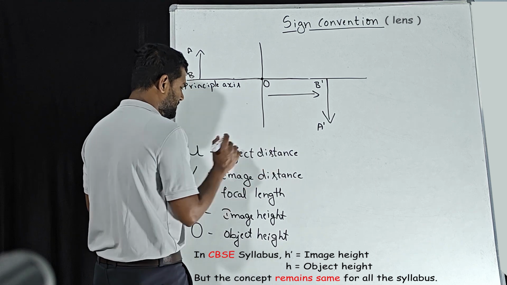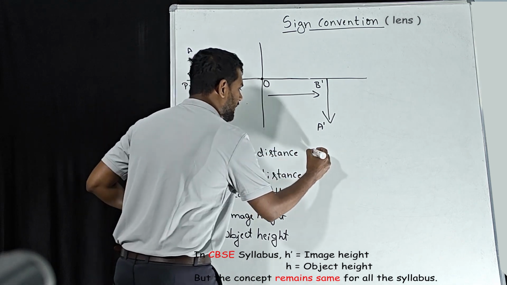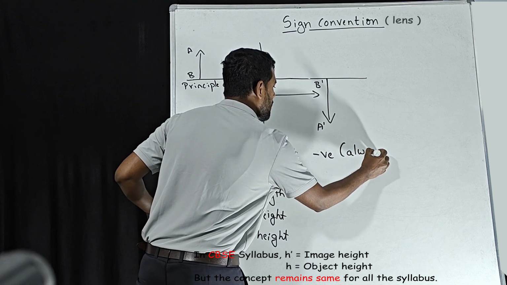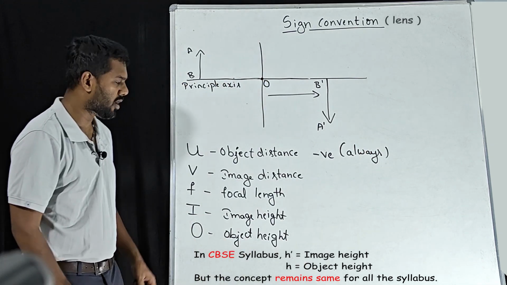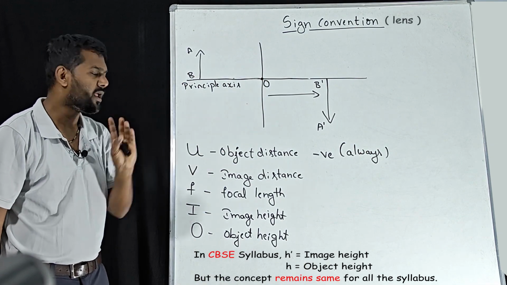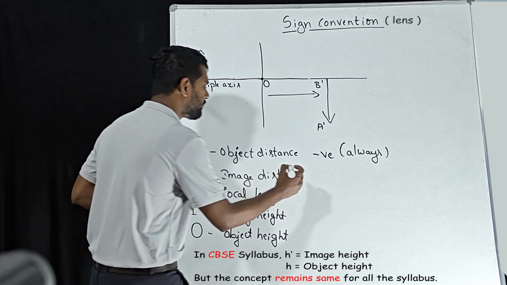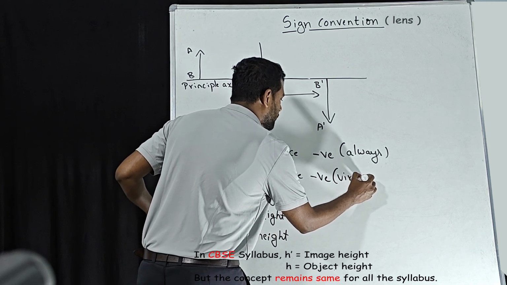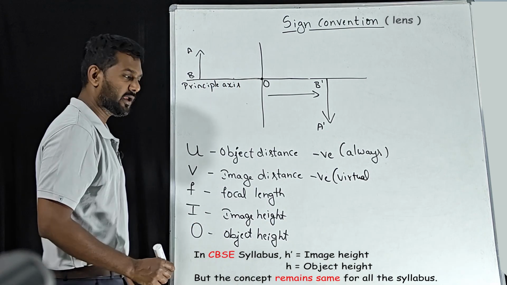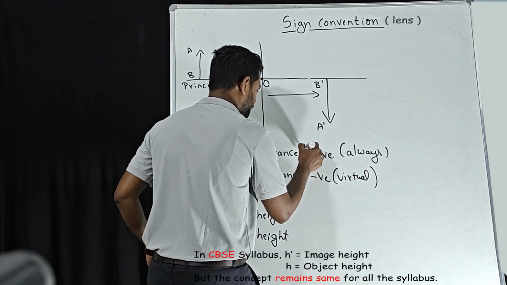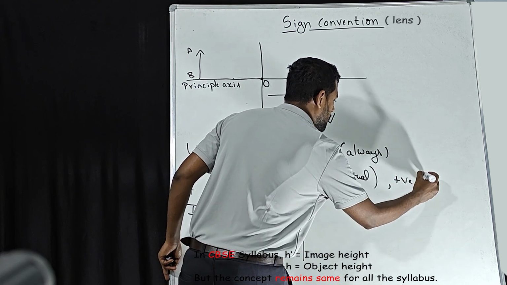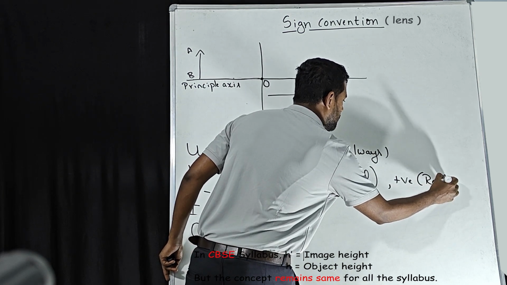Now, object distance is always negative. Image distance is negative for a virtual image, and it is positive for a real image.